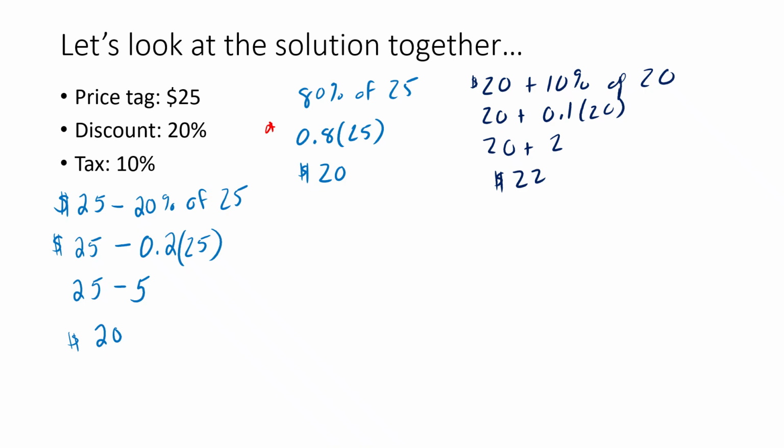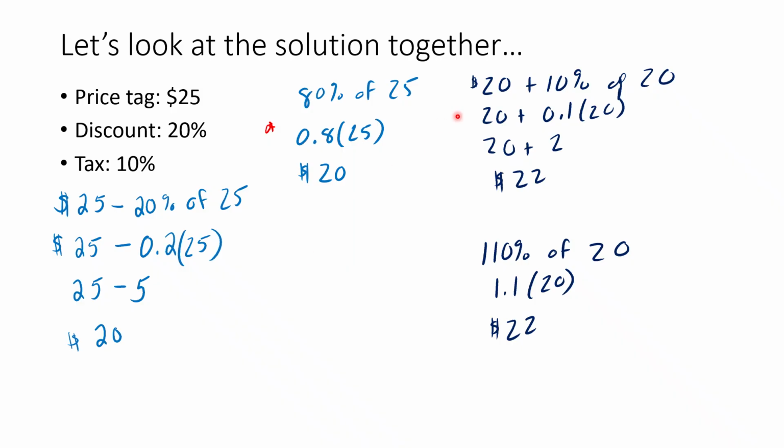You could say we want 110% of $20. Because you want the 100% of the $20 plus 10% more. So it's going to be 110% of the $20, and that would convert to 1.1. And so you can get there that way.